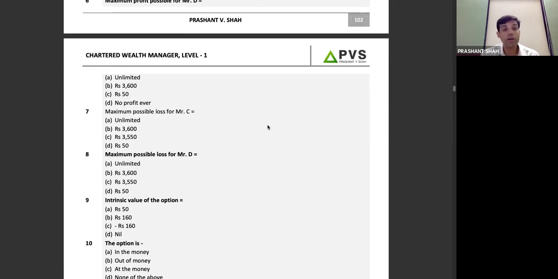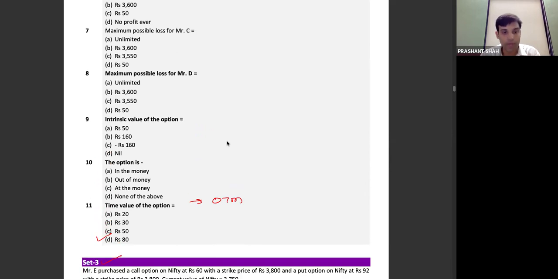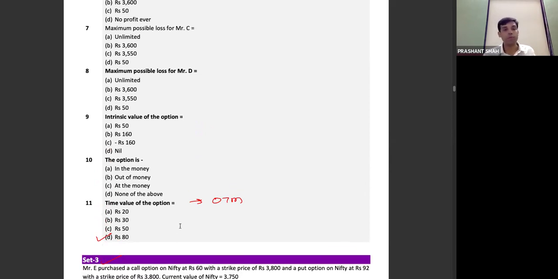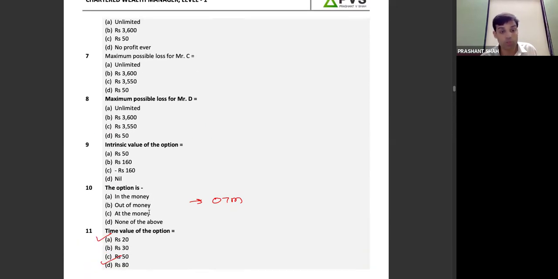Now we are supposed to find out the intrinsic value. As we understood, the option is out of the money. Right? At the start itself, we decided this option is out of the money. So intrinsic value is nil. And the time value of an option is equal to the premium paid. Whatever premium has been paid becomes the time value, because this option is out of the money.